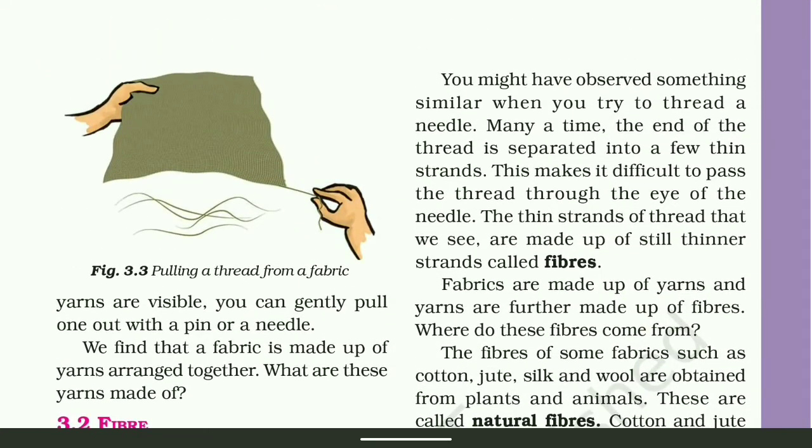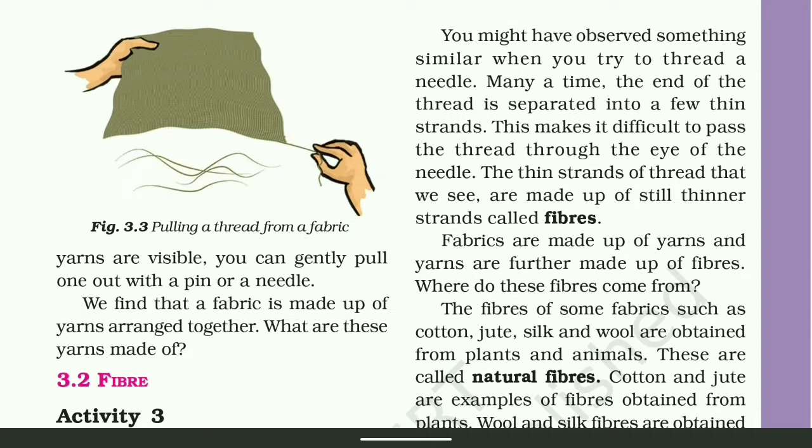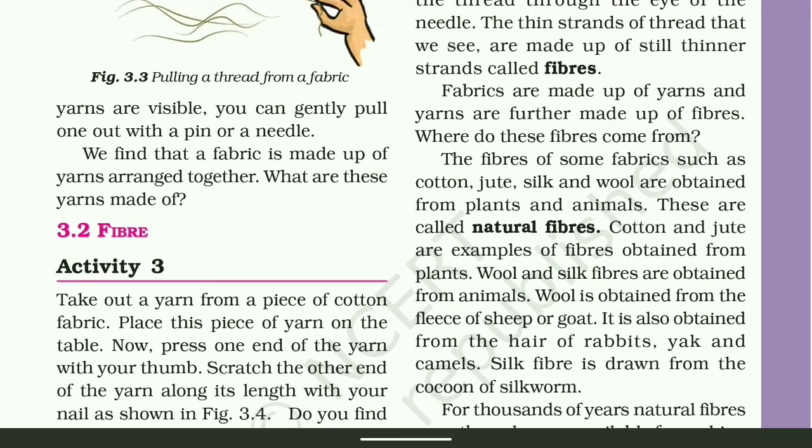You might have observed something similar when you try to thread a needle. Many a time, the end of the thread is separated into a few thin strands. This makes it difficult to pass the thread through the eye of the needle. The thin strands of thread that we see are made up of still thinner strands called fibers. Fabrics are made up of yarns, and yarns are further made up of fibers.